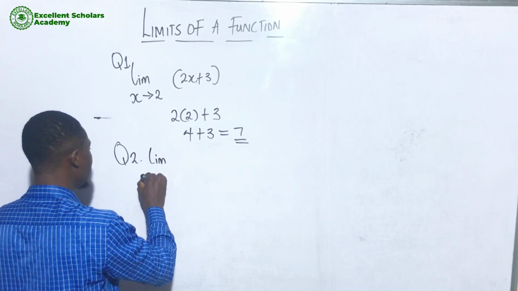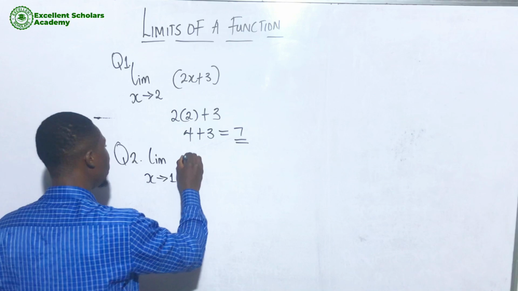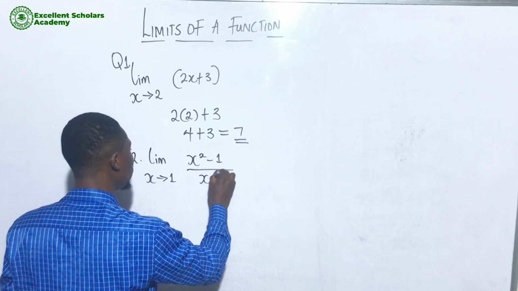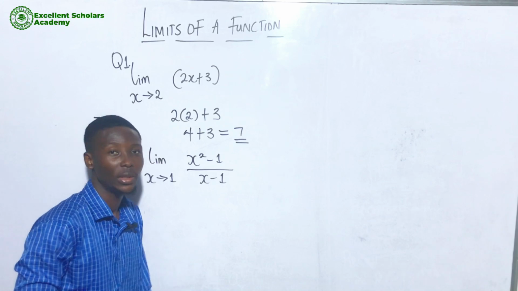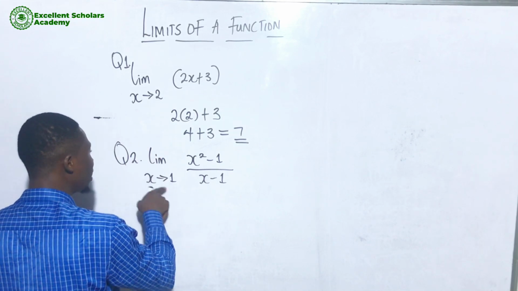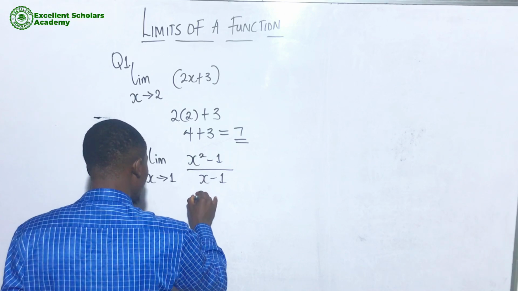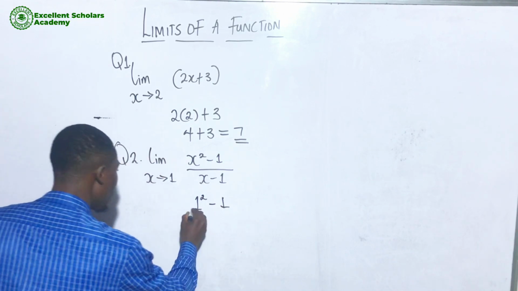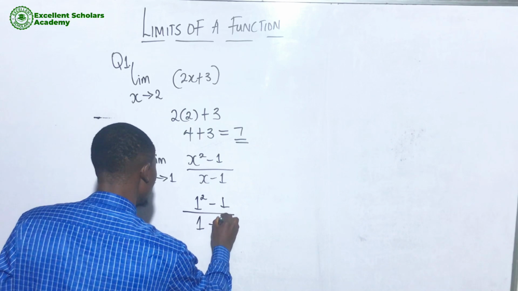Example 2: limit as x tends to 1 of x squared minus 1 all over x minus 1. Now, let's make our substitution. So we want to take the limit as x tends to 1 of this function. So let's make a direct substitution. So it becomes 1 squared minus 1 over 1 minus 1.